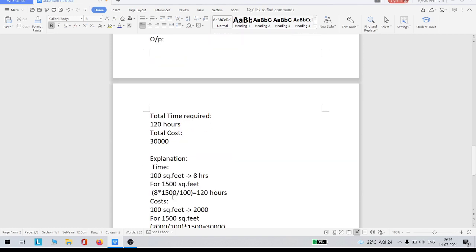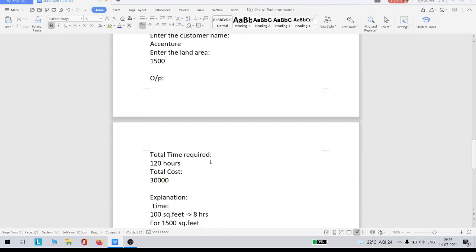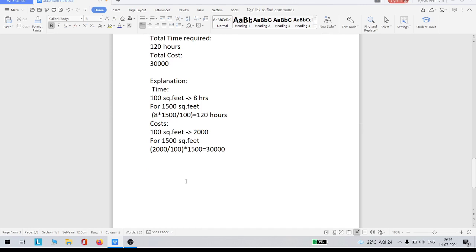So your output should be total time required followed by the total time required, total cost followed by the total cost. You have to calculate this value. Now they have also given the explanation on how to calculate that value. It is also given in the question itself, so you need not worry. They have clearly mentioned that for 100 square feet it is 8 hours. For 1500 square feet, how much is it? So 1500 into 8 upon 100, right? They have clearly mentioned all these steps in the question itself. That is 120 hours. That was printed here.